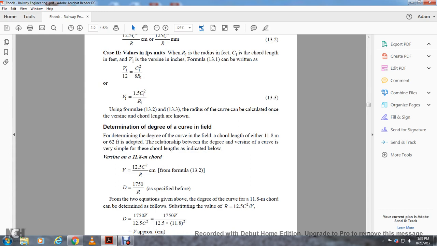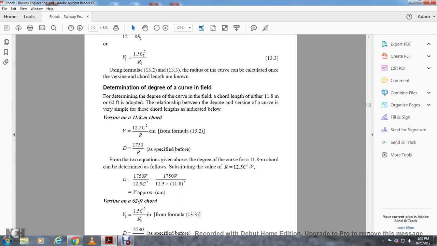D equals 12.5 chord length squared divided by radius, in centimeters. Or D is equal to 1750 divided by R, where the ratio is specified. The degree of the curve on an 11.8 meter chord is determined as follows, substituting the value of R equals 12.5 C squared divided by V. D is equal to 1750 V over 12.5 C squared, equal to 170 V over 12.5 times 11.8 squared.